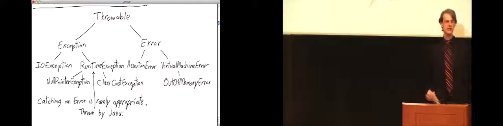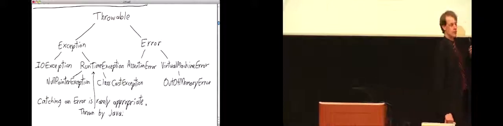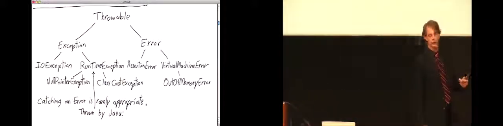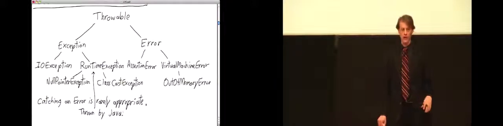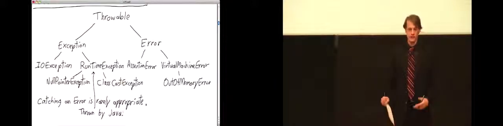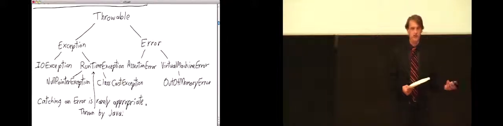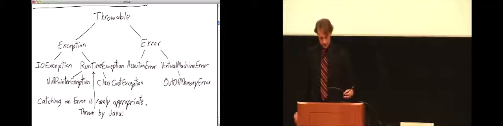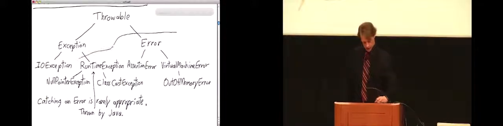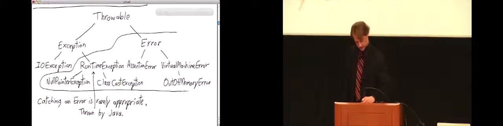Now what's interesting is that some of these exceptions are ones that you have to declare with a throws clause if your method might throw them, and some of them are not. And the difference is, well, the ones that you have to declare are called checked. The ones you don't have to declare are called unchecked. And the unchecked ones are these ones I'm circling now.